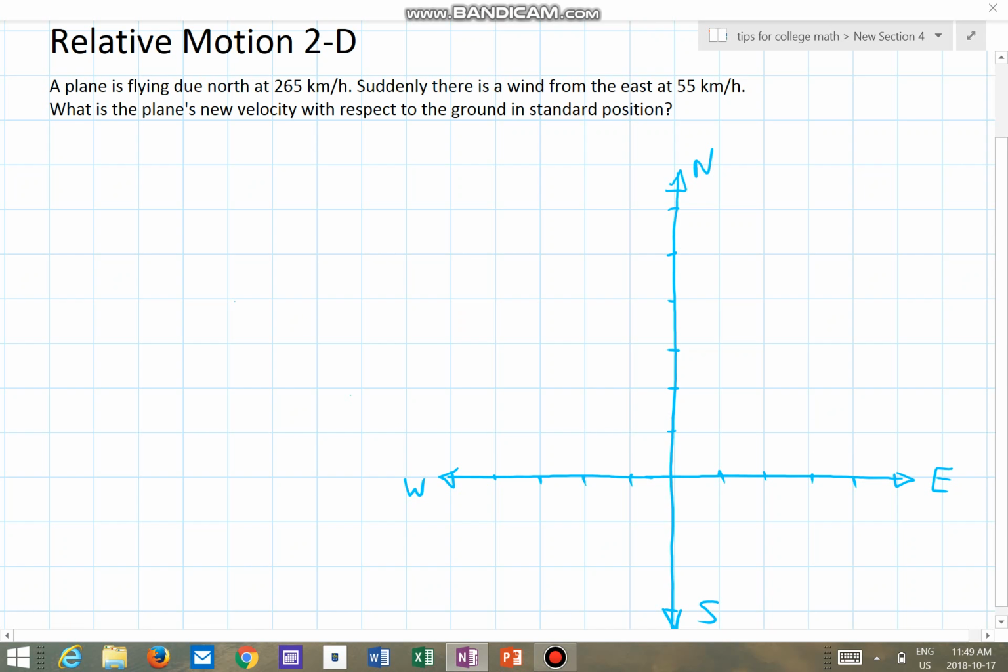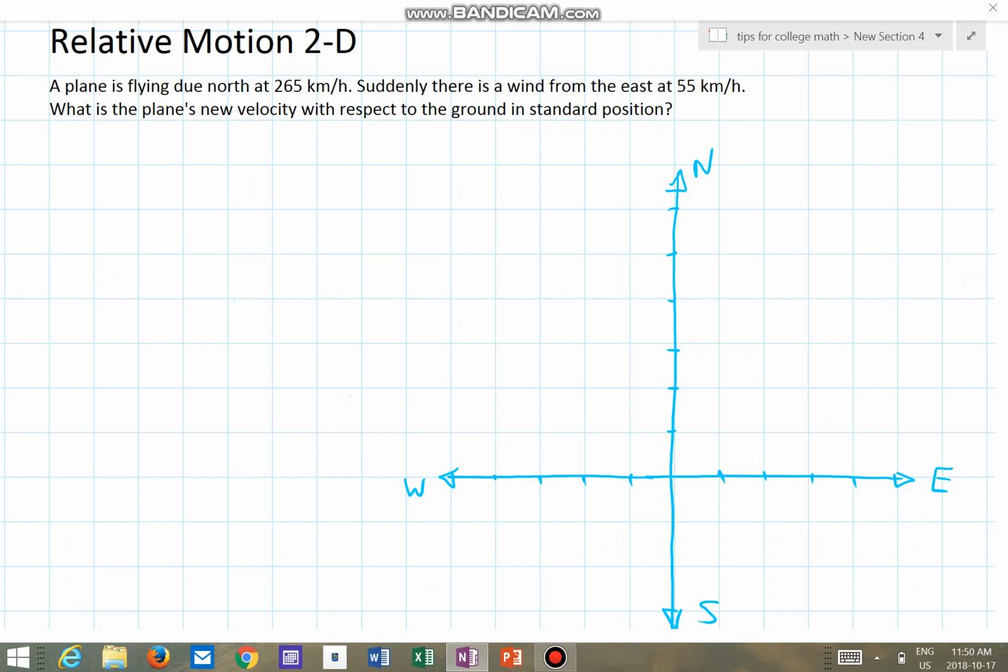Hello, we are doing relative motion in 2D today, and I have my question. A plane is flying due north at 265 km per hour. There is a wind that comes from the east at 55 km per hour. What will be the plane's new velocity with respect to the ground?